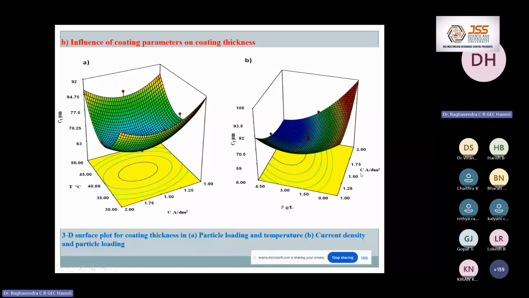The coating thickness is found to be maximum at zero particle loading with maximum current density. The reason may be the absence of secondary phase particles and the maximum corrosion, I mean the reduction of nickel, or the anode material with a higher current density, which made the coating thickness increase. Whereas it is found to be minimum at 4.5 grams per liter at the same current density. This shows a drastic decrease as the particle loading is increased.